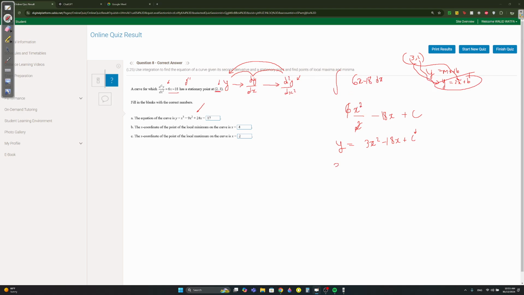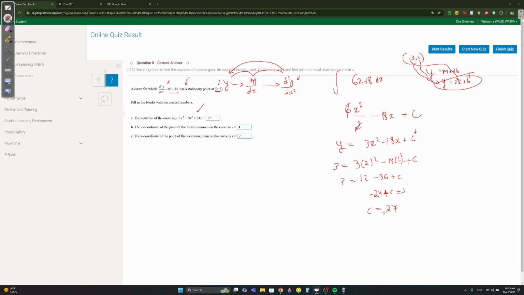Substitute 2 comma 3, so 3 is equal to 3 times 2 squared minus 18 times 2 plus c. 3 is going to be equal to 3 times 2 squared, which is 3 times 4, is 12. 18 times 2, 36, plus c. 12 minus 36 is minus 24 plus c is equal to 3. So you're going to get c is equal to, take minus 24 to the other side, 27.